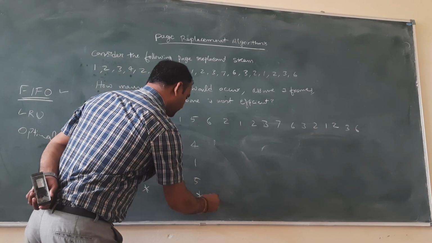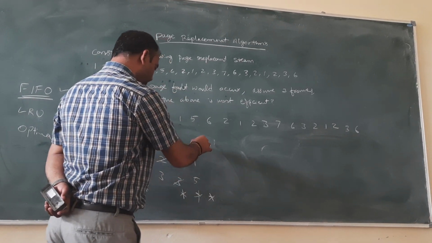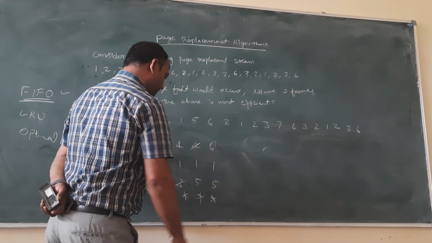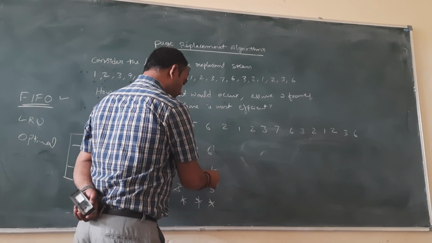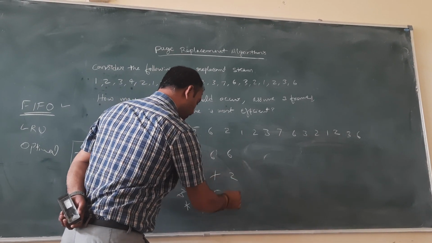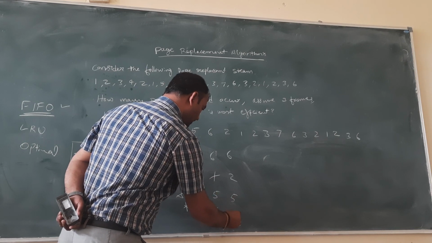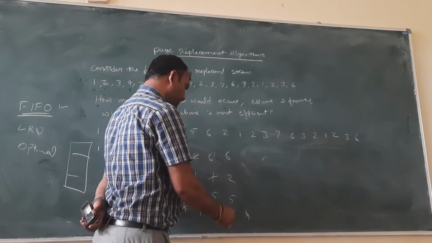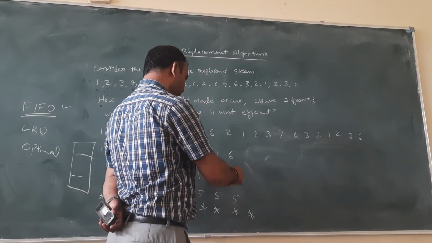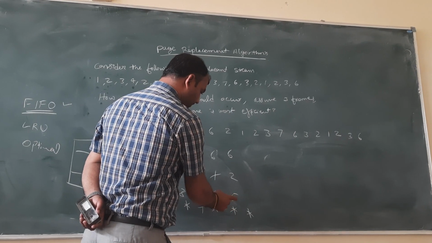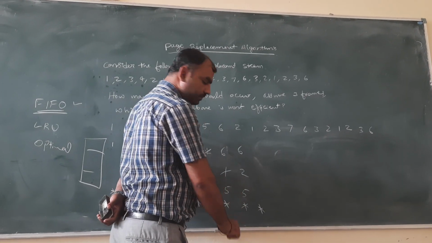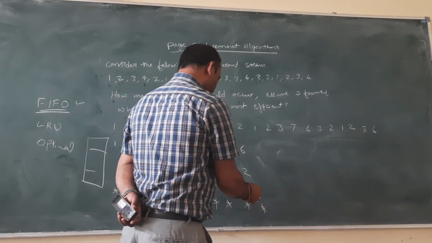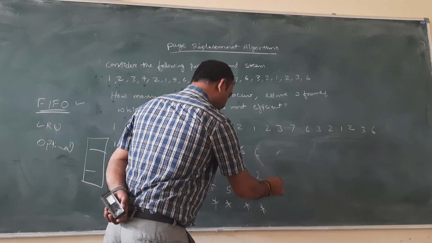So 6, page fault occurred. Which one came first among these things? 4. So 4, 1, 5. Okay. So 2 is required. Then 6, 2, and 5. Next 1 is required. Again a page fault occurred. Among these things, which one came first? That is 5, right? So 1, remove this one. Then 6, 2.